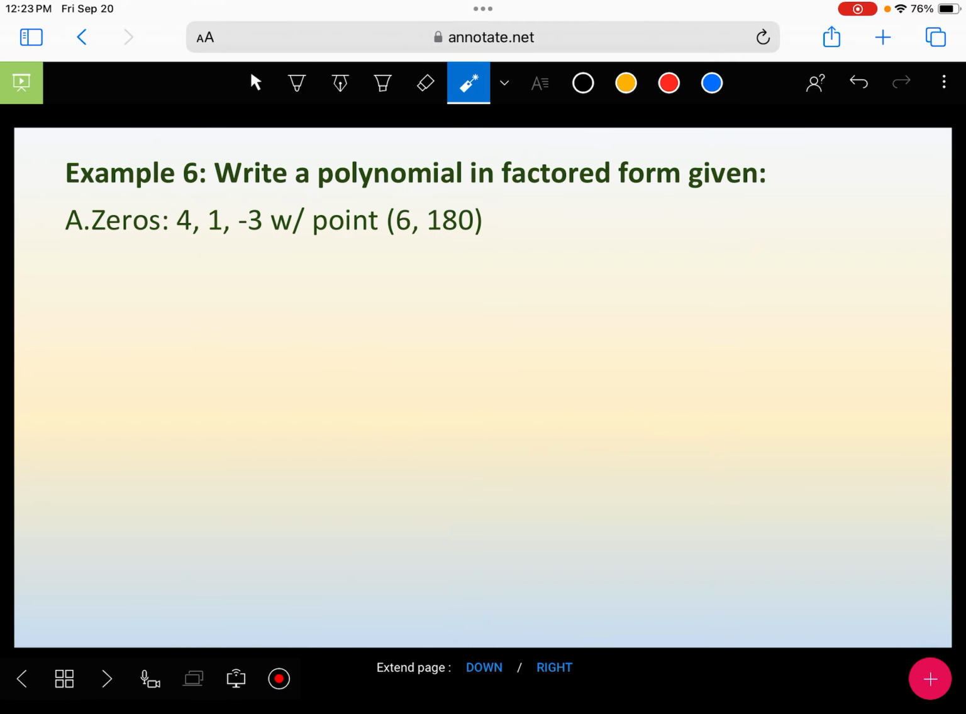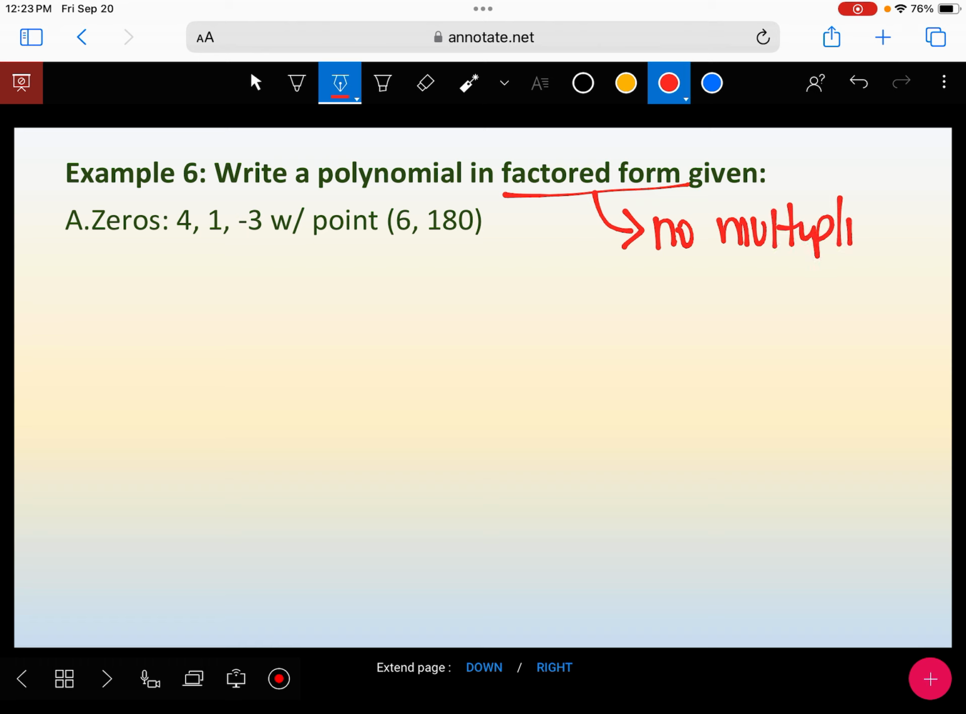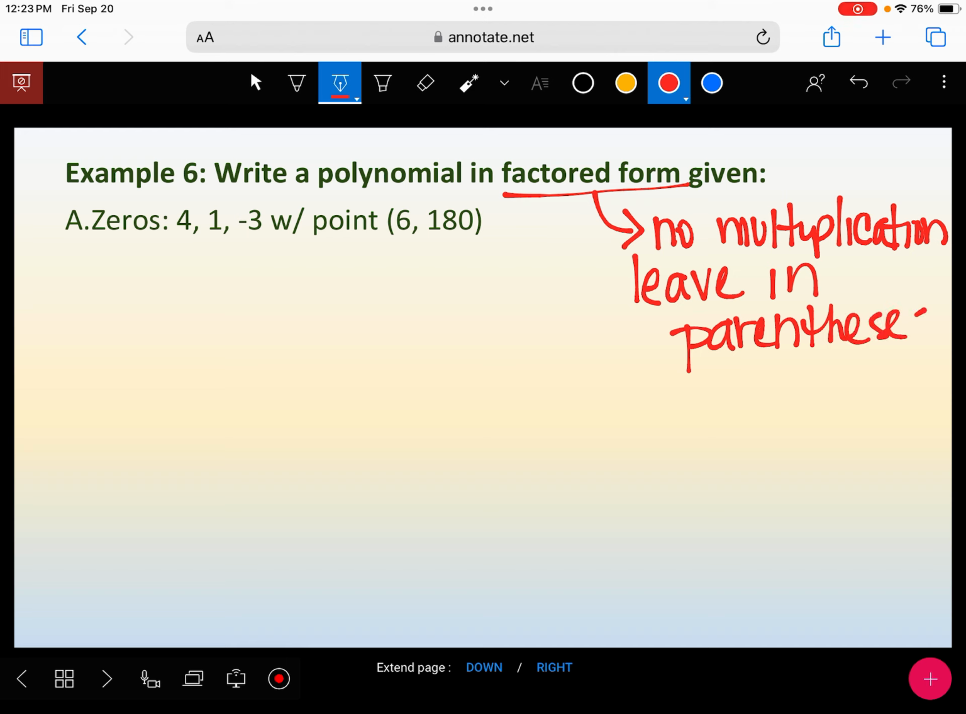So we're going to write an equation in factored form. So we know we have to write it in factor form, which first of all means I don't have to multiply it. If it's in factor form, we don't have to multiply it. No multiplication. So we don't have to make boxes. We're going to just leave it in parentheses. That's what that form means. So this way it's a lot easier, I guess I would say.